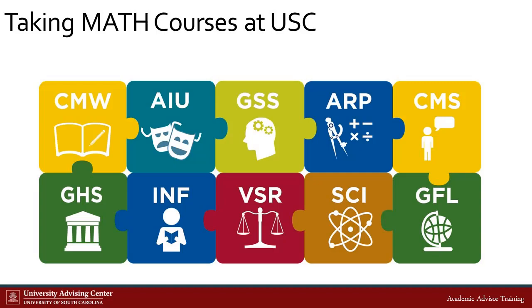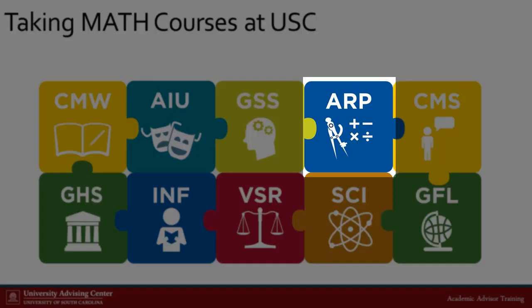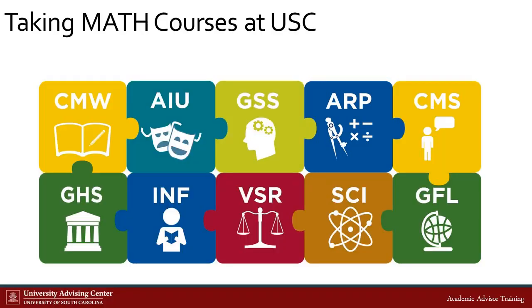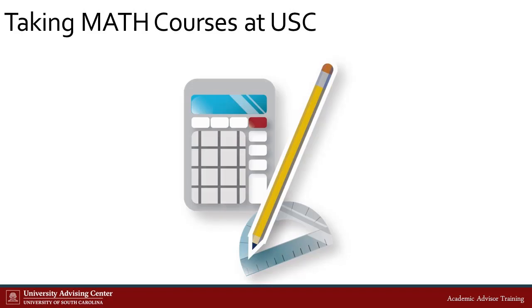Many students will need to complete a math course to meet the Analytical Reasoning and Problem Solving, or ARP, component for the Carolina Core and the requirements of their program of study. Prior to enrolling in any math course at USC, students must first meet the course prerequisite. Course prerequisites may be met through the following.